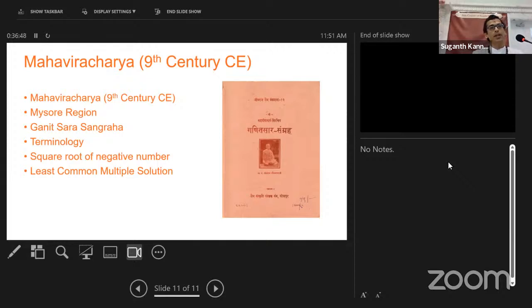Furthermore, he developed the theory of imaginary numbers. So, you know, there's real numbers and there's imaginary numbers. Imaginary numbers are like square root of negative numbers, which is i. And also he developed a nice solution for how to find the least common multiple of a group of numbers. So like this, there are many other inventions, scientific and mathematical, in ancient India.